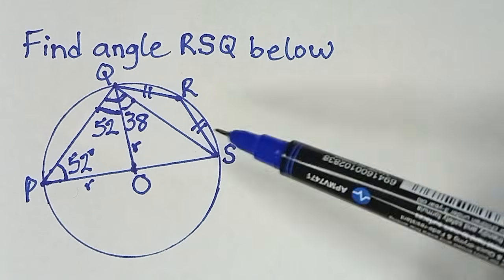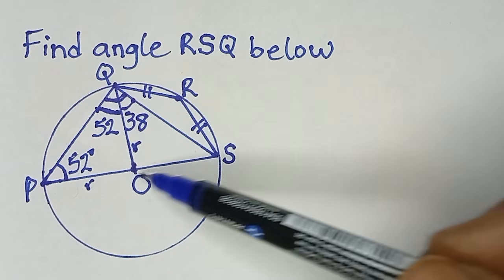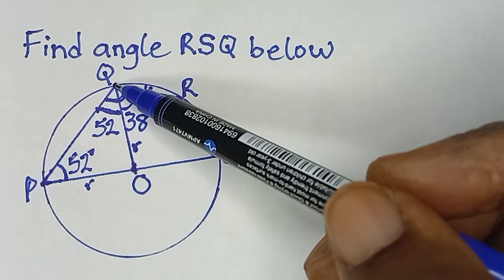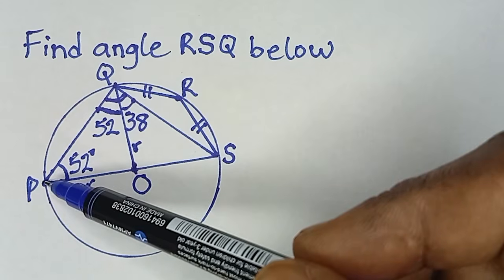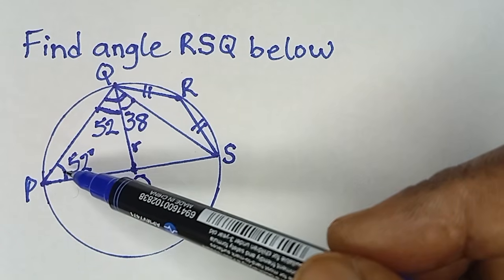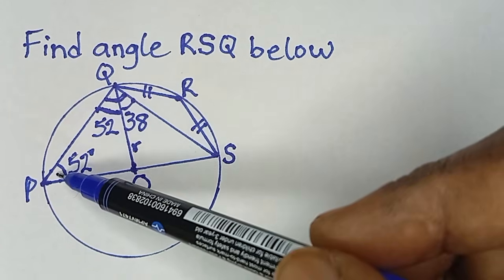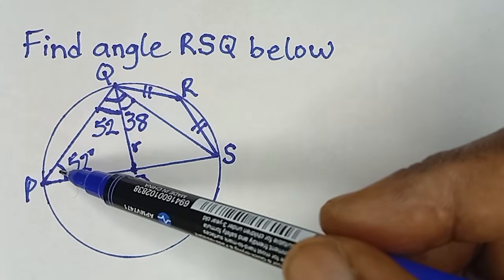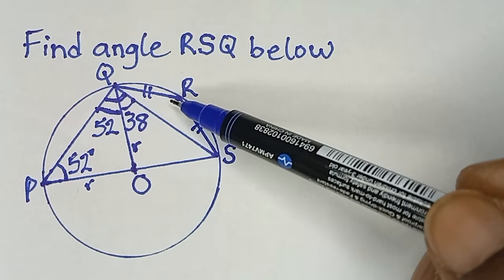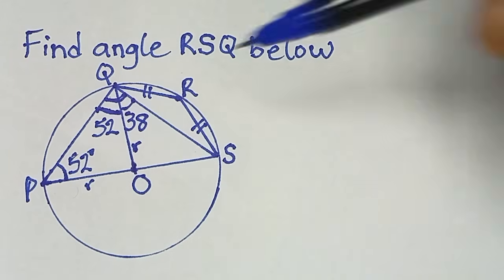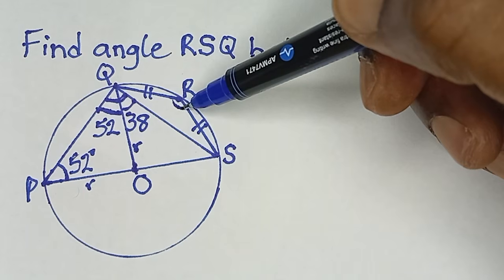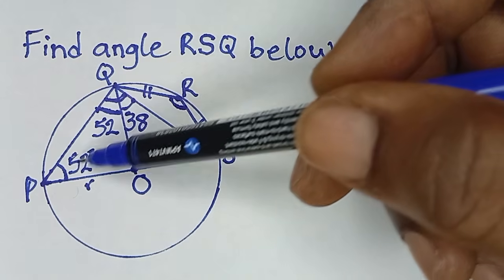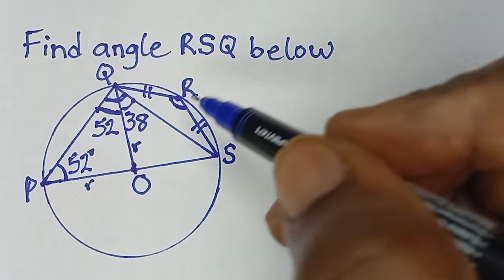Then now, let's look at this quadrilateral PQRS. It is a cyclic quadrilateral because all the angles are touching the circumference of the circle. For a cyclic quadrilateral, the opposite angles are supplementary, meaning they add up to 180 degrees. So if this is 52, for us to get this angle, we say 180 minus 52, because the sum of these two is 180. So 180 minus 52 will give us 128.